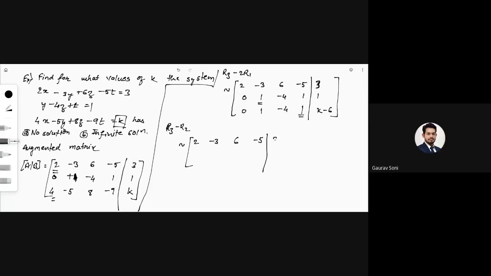This is 3. This will be 0, 1, -4, 1, 1. That is 1 minus 1, 0; minus 4 plus 0; 1 minus 1, 0; and k minus 6 minus 1. That is k minus 7. Now, the augmented matrix is reduced to echelon form. This is our echelon form now.